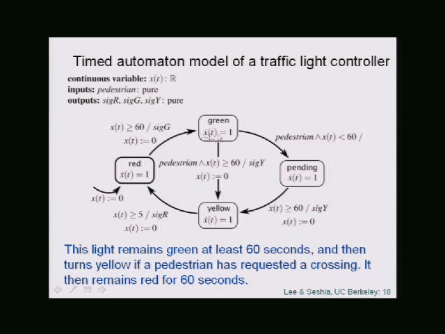Is this more realistic a model than the other one we had? Is this model time triggered or event triggered? Time triggered, right? So this model is time triggered, but it's time triggered in an explicit way, right? You have a variable that's tracking time, it's tracking real time. So you know that when this transition is taken, 60 seconds would have elapsed, right?